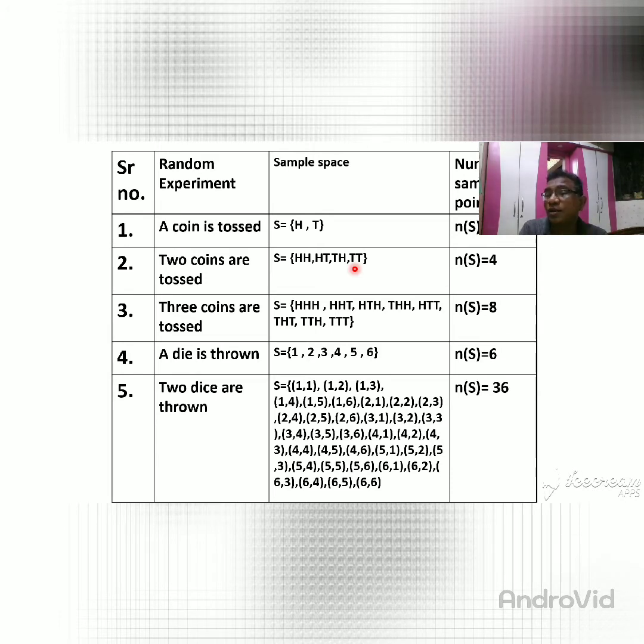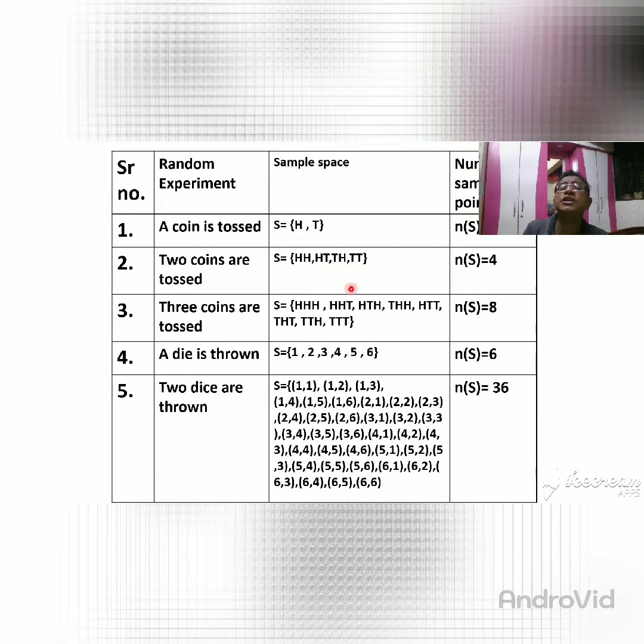When I started the lecture, I already explained that this chart is very important for solving probability problems. Remember that when you toss one coin, you get head and tail, so the number of S is equal to 2. When you toss two coins, you get 4, so the number of S is 4. First head head, second head tail, third tail head, and fourth tail tail.